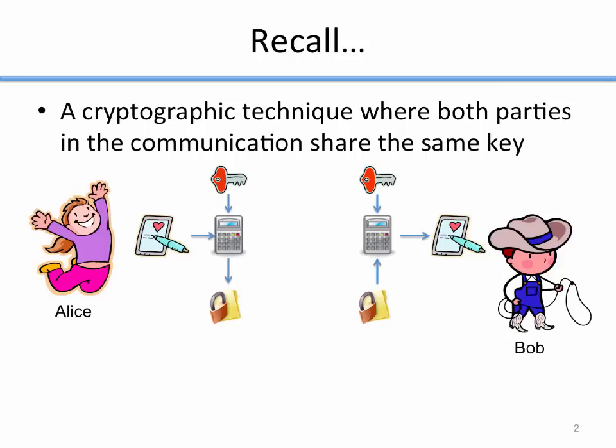So you may remember, because in the last lecture I did an overview of modern cryptography, that symmetric key cryptography is a cryptographic technique where both parties in the communication share the same key. So for example, Alice here is encrypting her note using a key here, and Bob, when he decrypts the note, uses the exact same key. So this is kind of the way that intuitively you would think encryption should work, right? I mean, you have one key that both parties share.